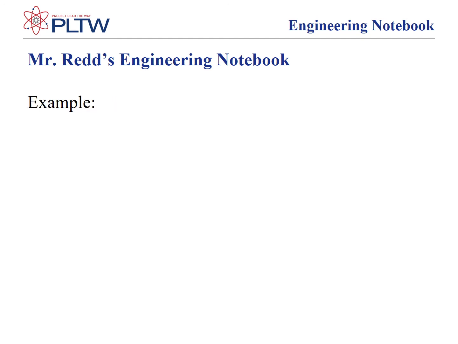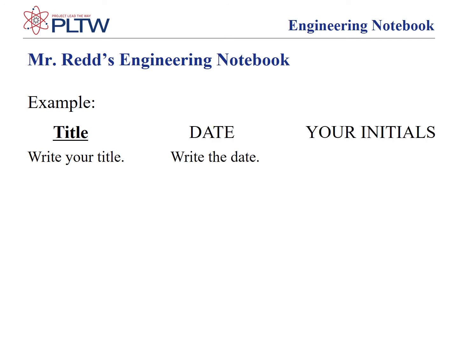Here's an example of an entry in our engineering notebook. You would have a title. You would write your title, and you'd want to do something to highlight that title. You want to put it in a box, circle it, highlight it, something to make that title stand out. You'd want to enter a date, and you'd want to write down your initials.